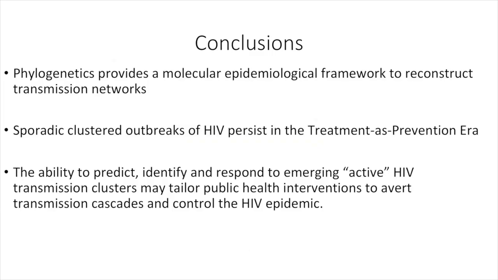So taken together, our data shows that phylogenetics provide a framework to reconstruct transmission networks. There are sporadic clustered outbreaks that allow HIV to persist in the treatment and prevention era. We need to be able to identify and respond to these newly emerging clusters, to tailor interventions to avert the generation of species that are more infectious. And as in the US plan to end the HIV epidemic, we must add a 4th pillar of phylogenetics to HIV surveillance.